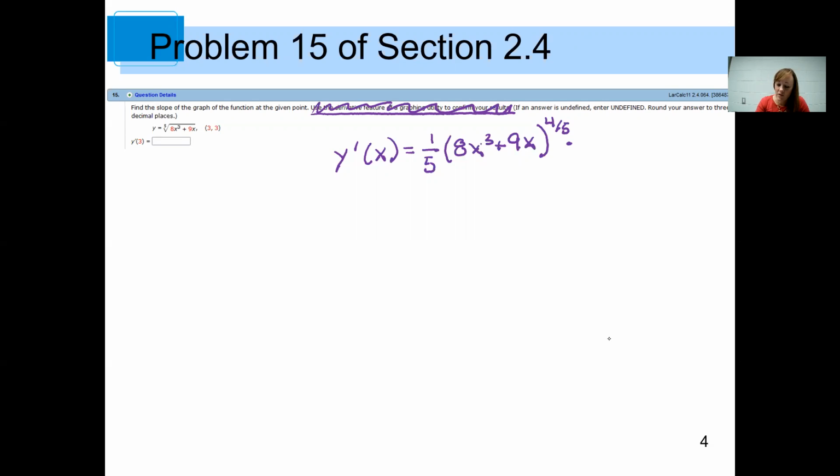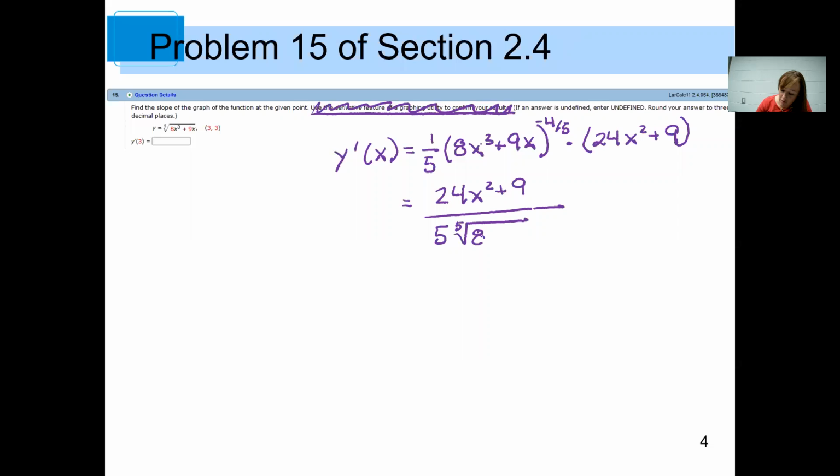1/5 minus 1 is going to give us a negative 4/5, and then times the derivative of the inner function, we're going to get 24x squared plus 9 if I apply the power rule. Then we can write this as 24x squared plus 9 in the numerator with 5 times the fifth root of 8x to the third plus 9x, all of that raised to the fourth power in the denominator.